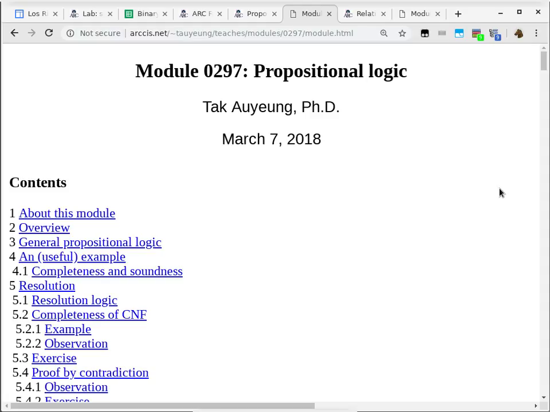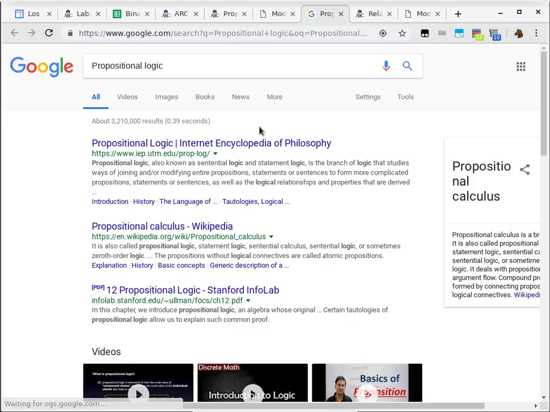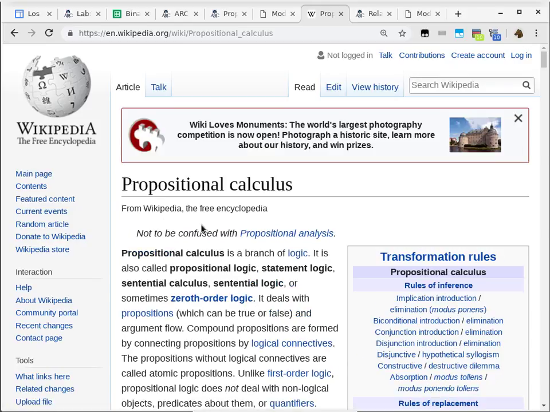Okay. So before we go any further, it might be helpful to explain the background of propositional logic and why it is important today in computer science. So one thing you can do easily is to just do a Google search. You search for propositional logic, and Wikipedia has a definition, and many others. It's also known as propositional calculus, which has nothing to do with the actual calculus that you take here. If you look at this one, it's a branch of logic. It is also called propositional logic, statement logic, and so on.